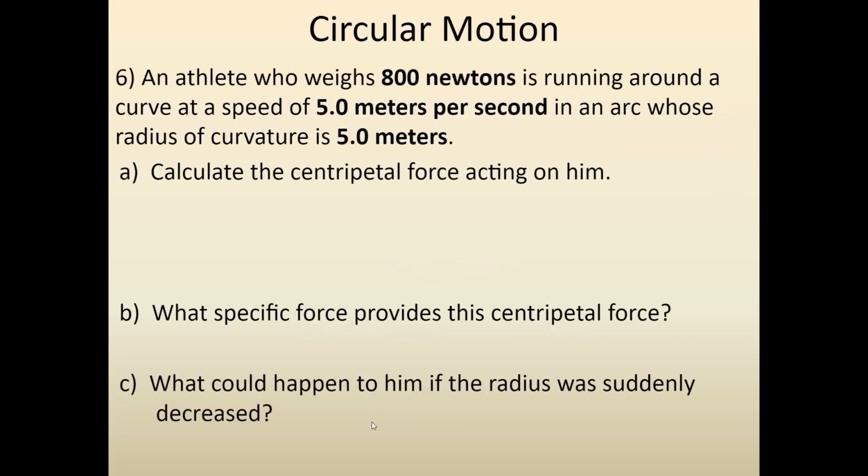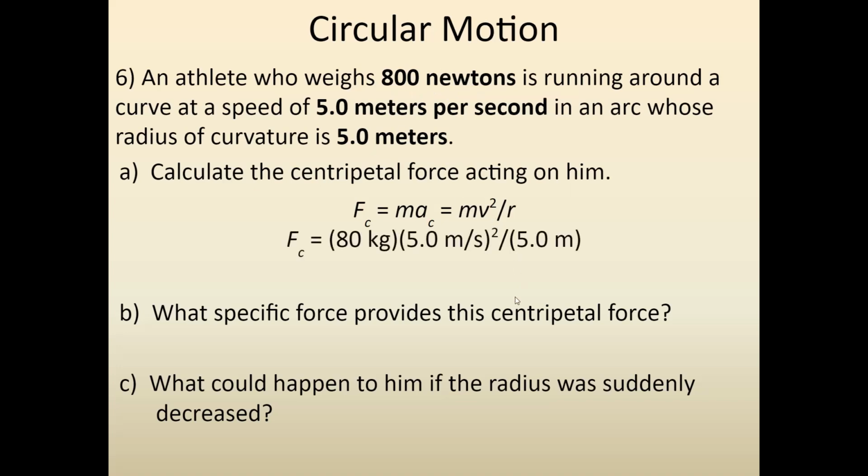All right, here's the next one. Pause the video, work it yourself, and we'll go over it in a second. All right, they want the centripetal force acting on them, so this time they actually just say it. Note that it doesn't always say this, but I do it so I can ask the later part. So again, we do F_c equals mv squared over r. We have the 800 newtons, which gives us the mass. We have the speed, we have the radius. So plug all the numbers in, and we get 400 newtons.